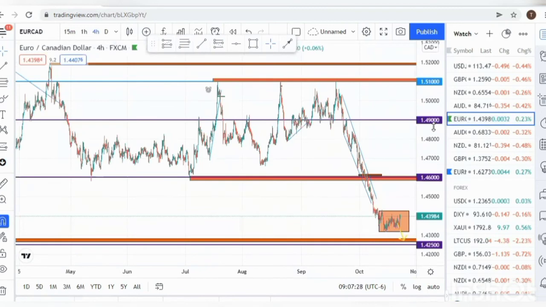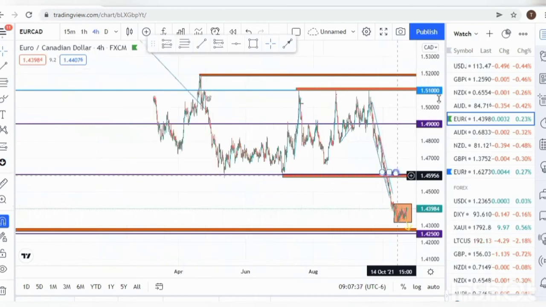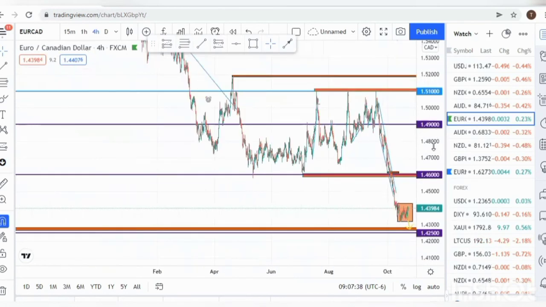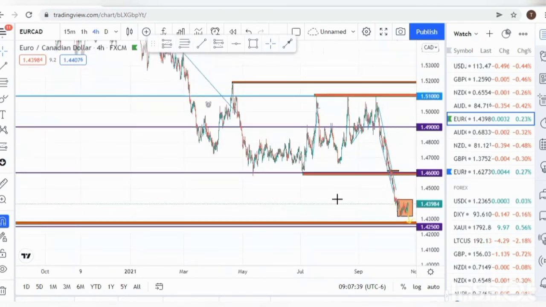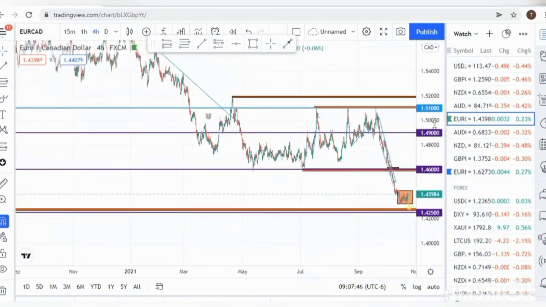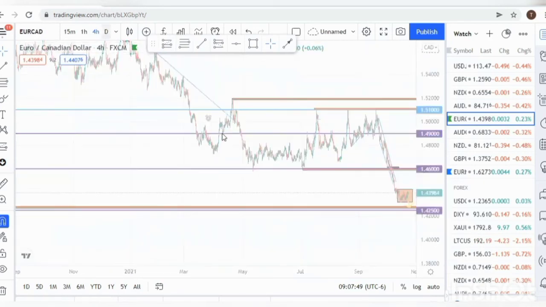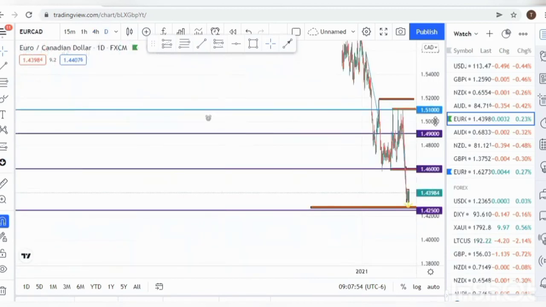So if you basically look at Euro Canadian dollar, Euro CAD, you will understand that this pair is now on my zone, not just on my zone, but on 1.42500. But it's not yet time to buy. Why? Because our entry criteria has not been met.